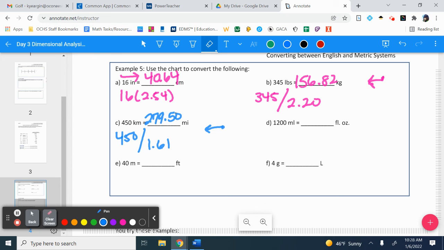For D, I'm starting at milliliters. Milliliters are on the right side of my chart, and I'm converting them to fluid ounces. So yet again, I'm going to divide by the number that's given. I know that there are 29.58 milliliters in a fluid ounce, so I divide by that, where I get 40.57.